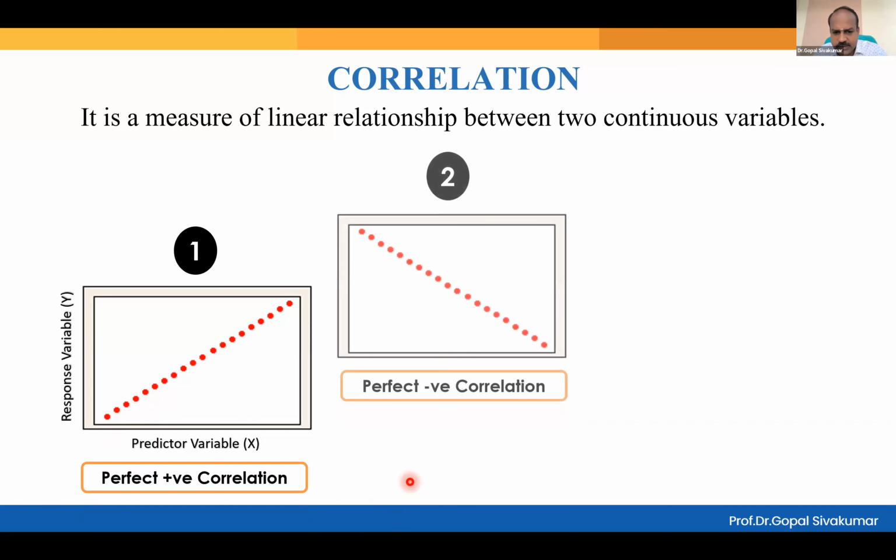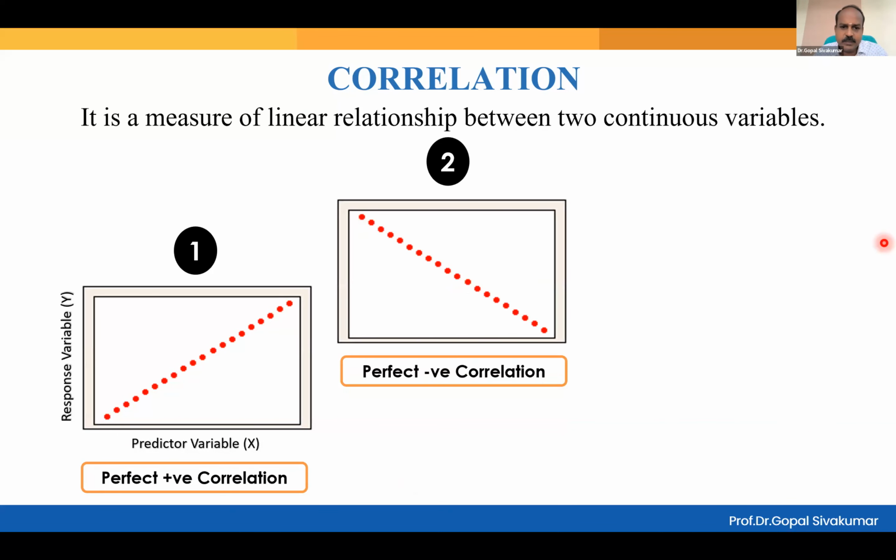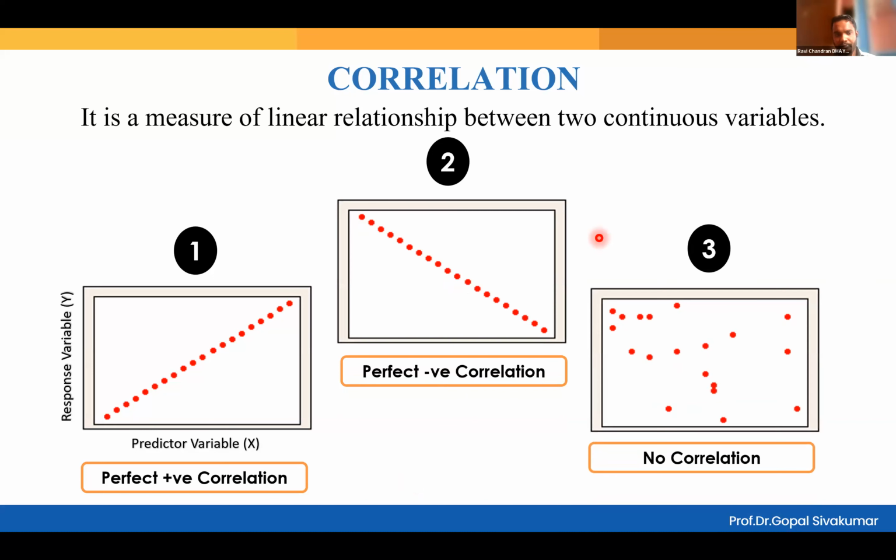Now look at the second graph. What is the difference here? The pattern is perfect linear, but the direction of the relationship is negative. The first one is perfect positive, the second one is perfect negative. In the third one, I keep on changing the x, but I am not able to see any pattern or any kind of trend in the y value. Now I conclude that there is no correlation. All of you understand here?